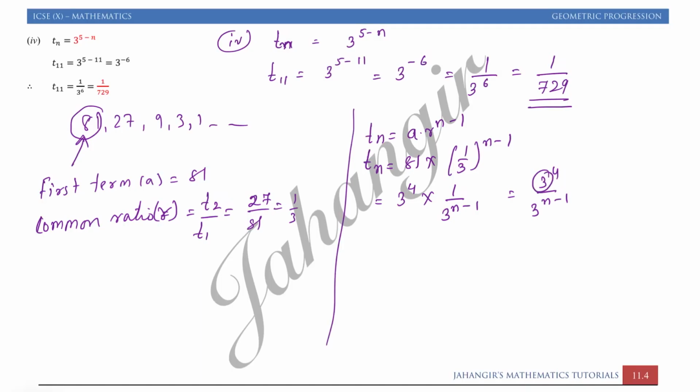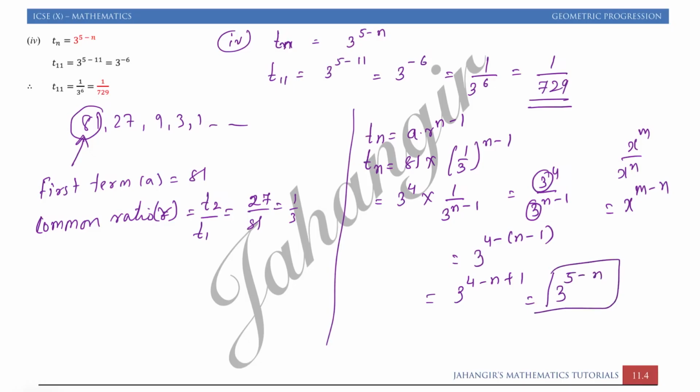Since it's a division, x raised to m upon x raised to n can be written as x raised to m minus n. So I can write 3 common, 4 minus bracket n minus 1. You can write it like this also. So it becomes 3 raised to 4 minus n plus 1, that is equal to 3 raised to 5 minus n, which is the final nth term in the simplest form.